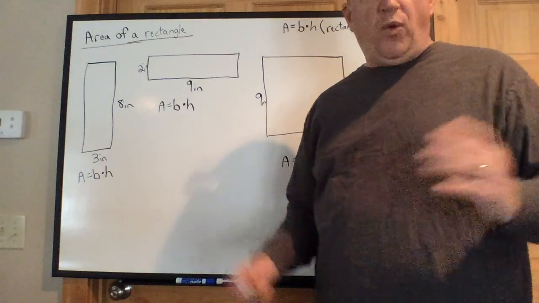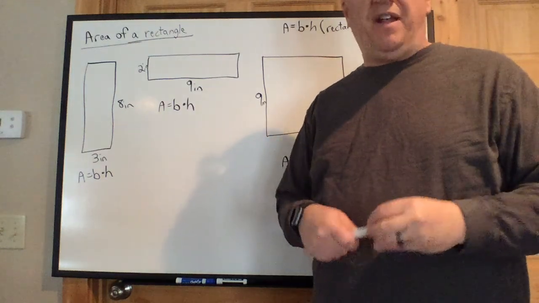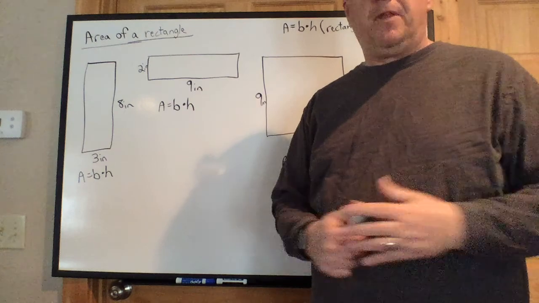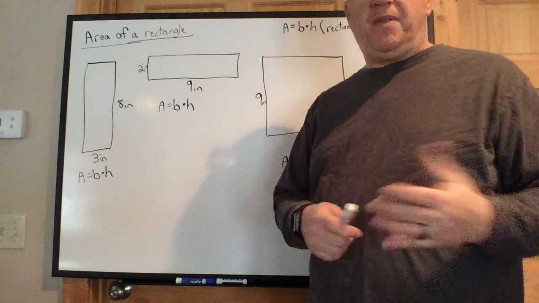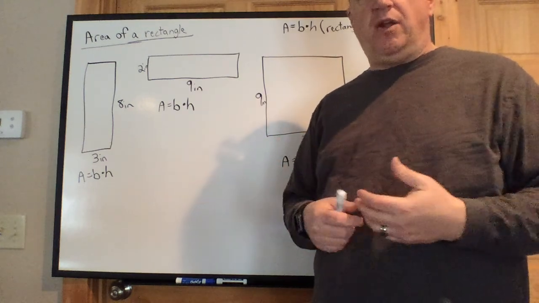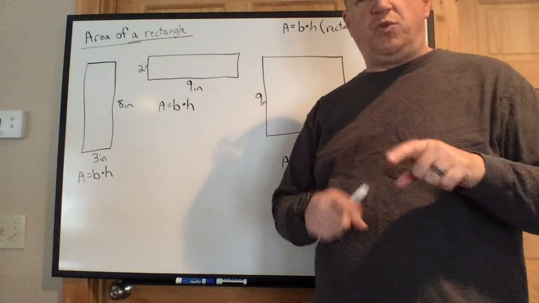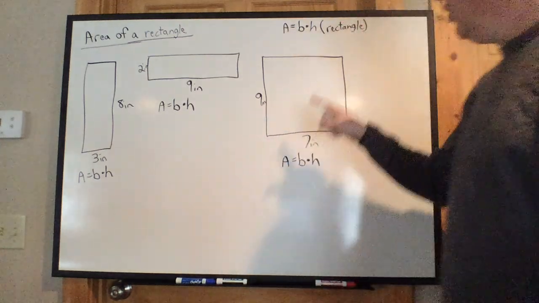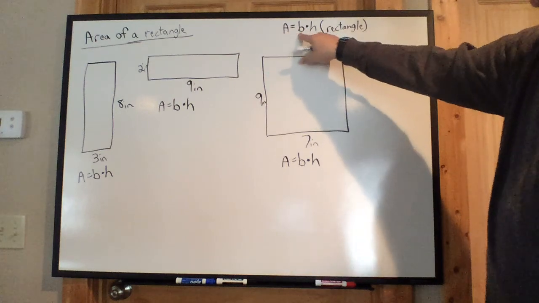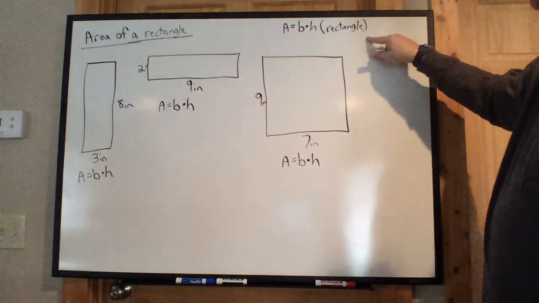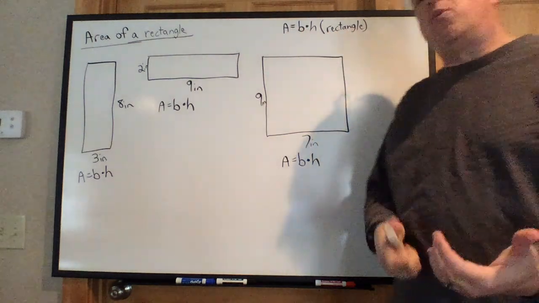Okay, in this video, we're going to talk about how to find the area of a rectangle. Now, a rectangle is a shape that has four sides, four 90-degree angles, and the opposite sides are equal to each other. So we only need two measurements, one for the base and one for the height. So we use our formula, area is equal to base times the height, used for all of our rectangles, even our special rectangles that would be squares.